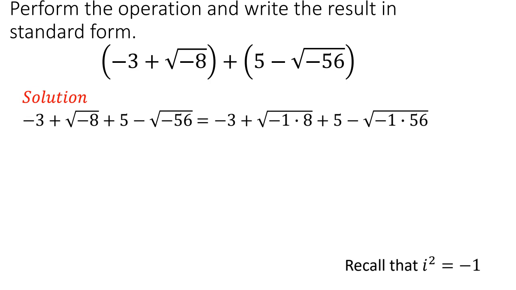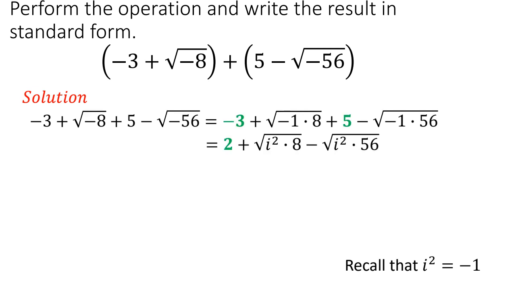And then I'll do the same thing for the -56. I'll separate it into a product of -1 times 56 because I know that the square root of -1 is i. Okay, so if I rewrite this, I see that I have the -1 inside the square root, which is the i squared, going to just become i, the -1 outside. Same thing with this one.